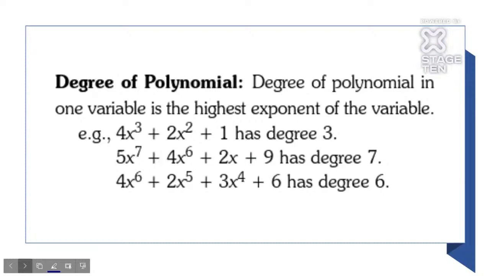Now, what is the degree of a polynomial? The degree of a polynomial is the highest power in the polynomial. For example, 4x cube plus 2x square plus 1. What is the highest power? 3. So its degree is 3, it is cubic. In 5x raised to 7 plus 4x raised to 6 plus 2x plus 9, the highest power is 7, so that is the degree.